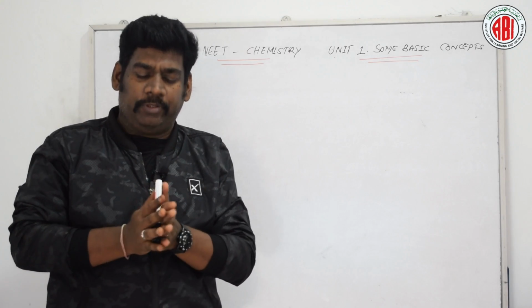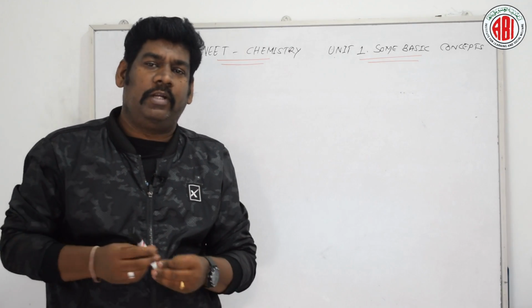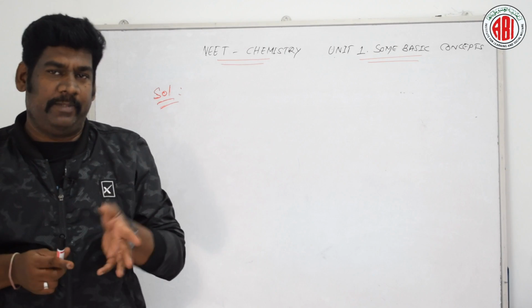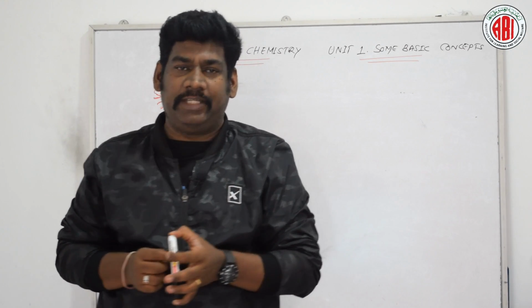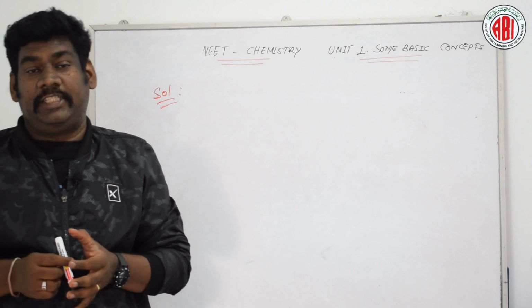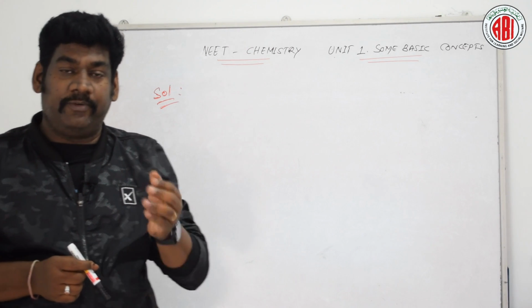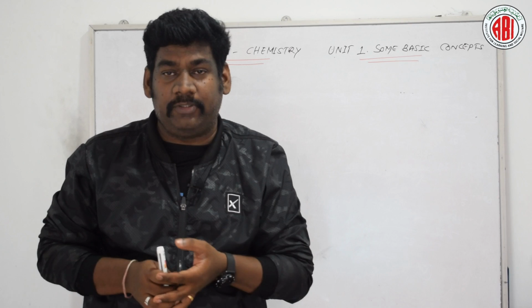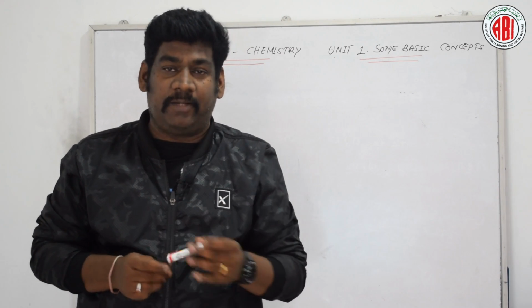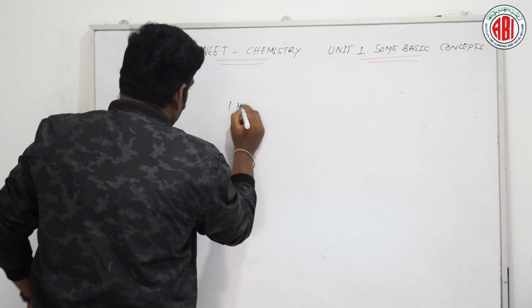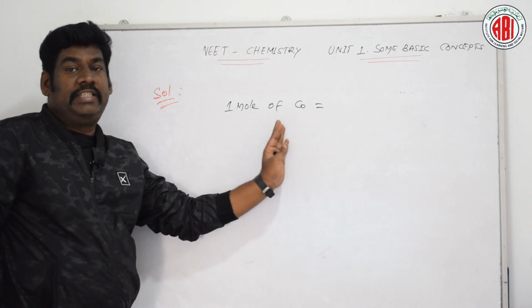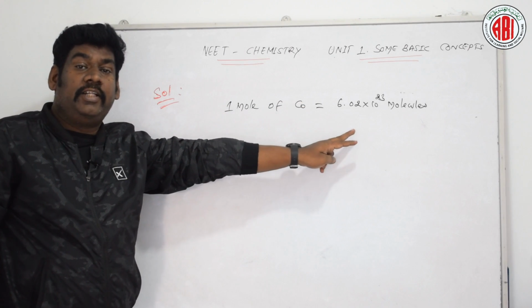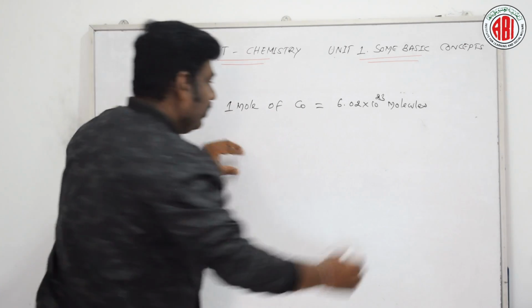First we should know the mole concept. 1 mole of carbon monoxide is equal to 6.02 into 10 to the power of 23. Then 6.02 into 10 to the power of 24 carbon monoxide molecules is 10 moles of carbon monoxide. Let us write it now: 1 mole of carbon monoxide contains 6.02 into 10 to the power of 23 molecules of carbon monoxide.